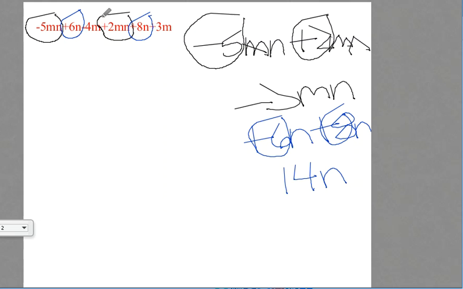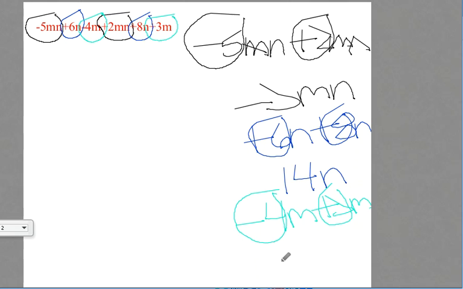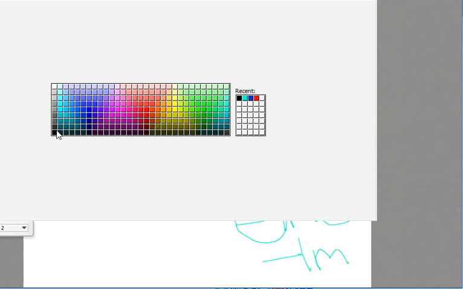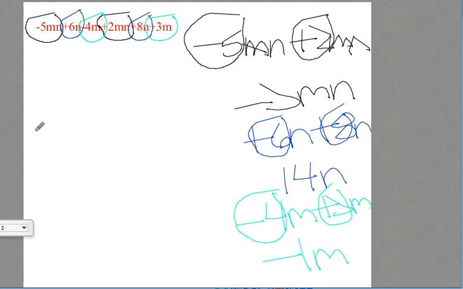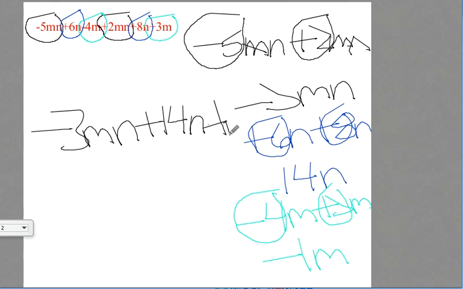And we have a negative 4m. Be very careful here because there's a minus sign in front of that term. It makes it negative, and this is a positive 3m. So negative 4m plus positive 3m. In your calculator, you're going to type in negative 4 plus 3, which gives you negative 1m. Now we have to write our simplified expression, which is negative 3mn plus 14n minus 1m.